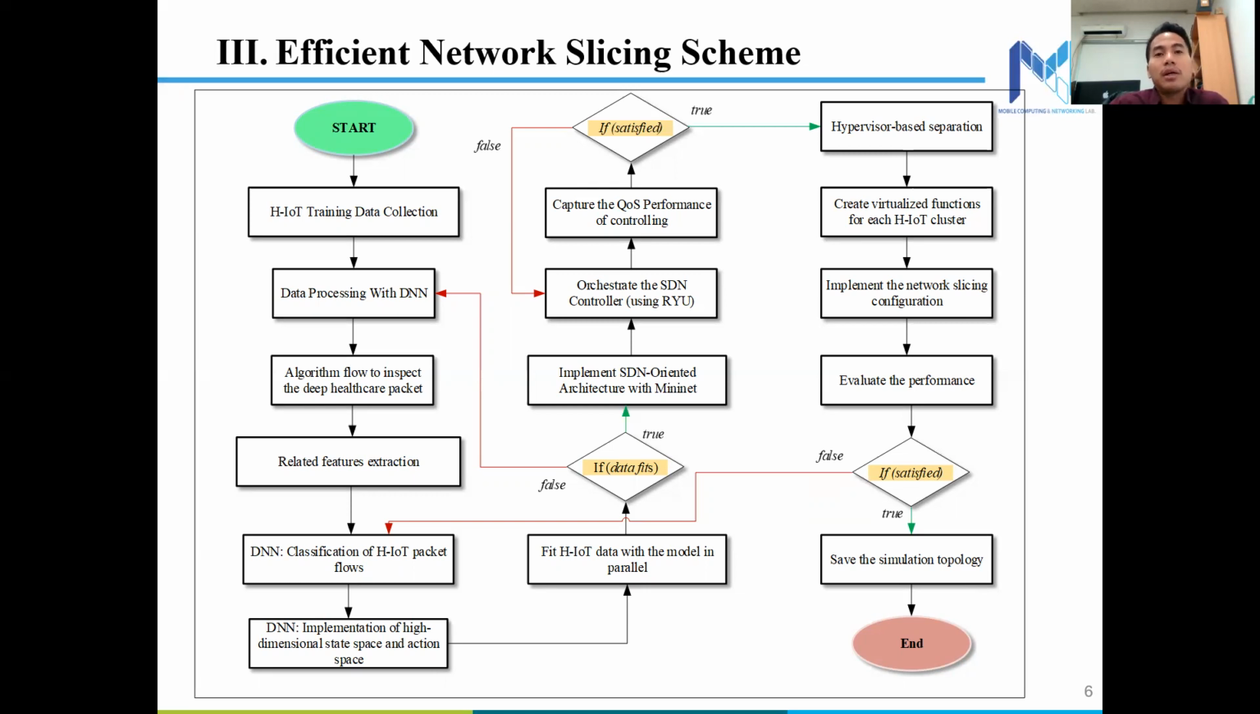But if the performance is not satisfied, the SDN controller is required to update the flow table or priority condition over again. After that, the virtualized network slicing configuration is obtained and evaluated until the output is satisfied. When it is, the simulation topology is saved and the proposed scheme is finalized.